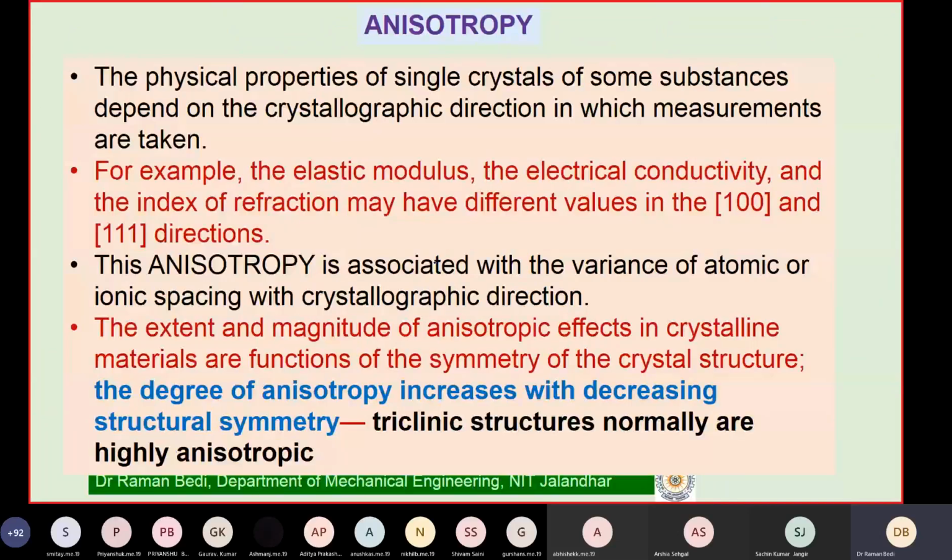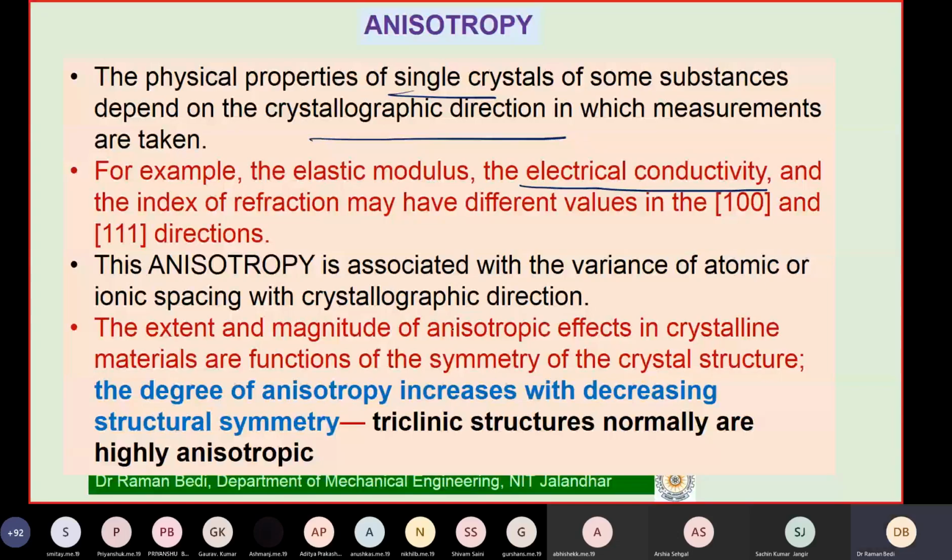Okay, so we already defined here that anisotropy can be observed in the case of single crystals, where you find that depending upon the crystallographic direction, the properties will vary. We already said that one of the properties which can vary is the electrical conductivity, and one of the optical properties is the index of refraction, which can have different values along the 100 and 111 directions. So we already know the meaning of 110, 100 and 111.